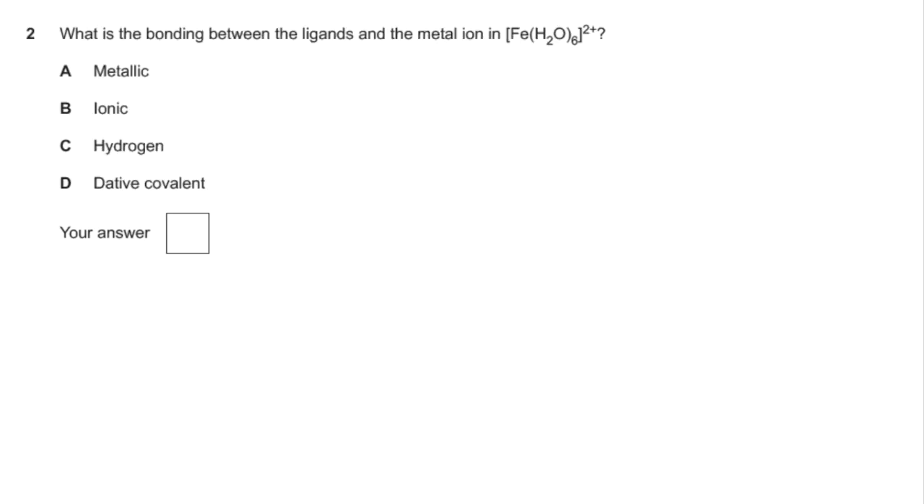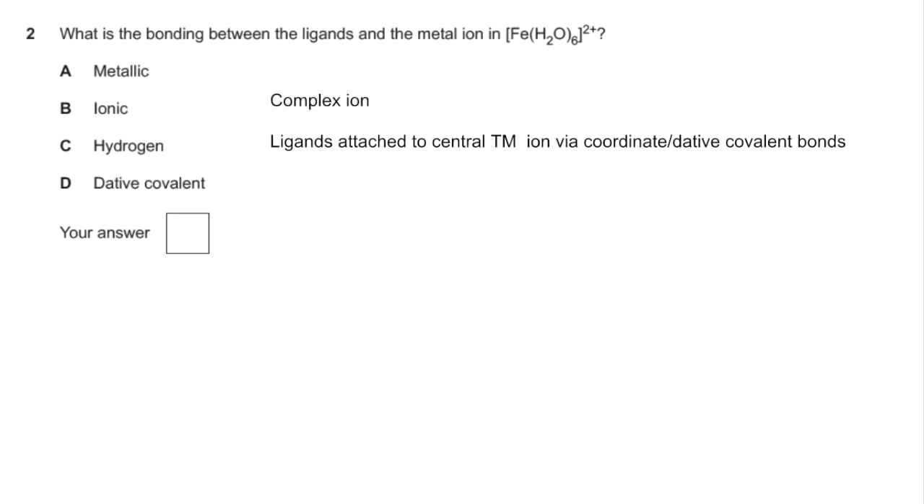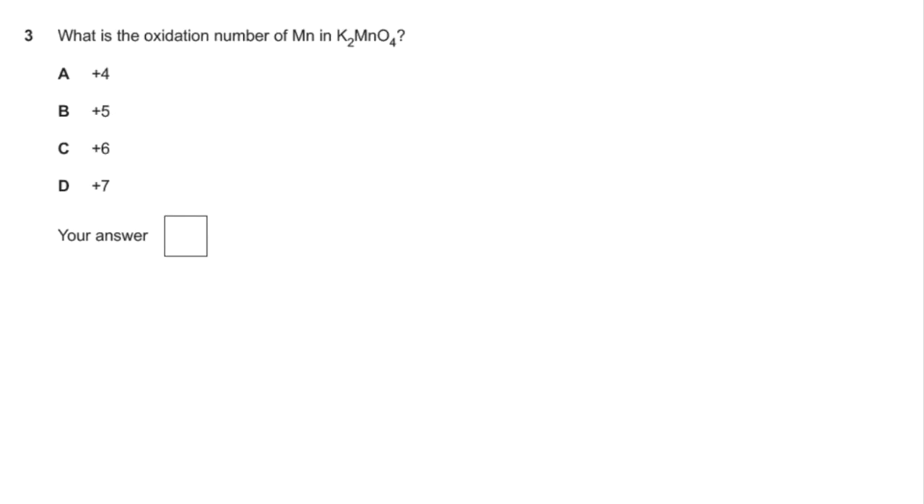So the question's all about complex ions. The ligands are attached to the central transition metal ion via either coordinate or dative covalent bonds. They've given us dative covalent as an option, so the answer was D. Number 3.